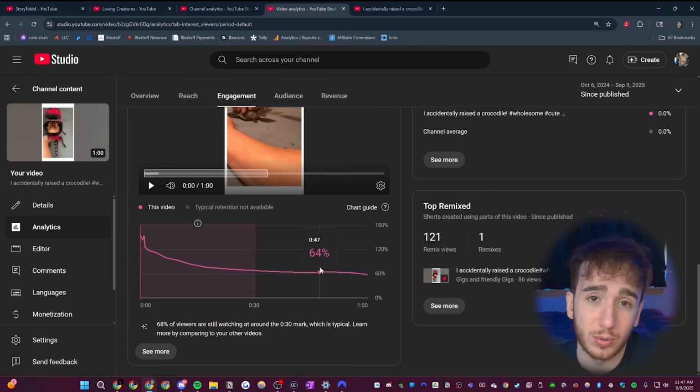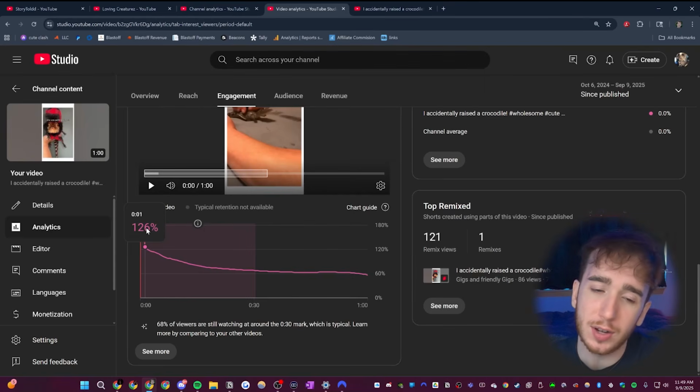And that's what you're trying to do. You're essentially trying to lower the drop off that you have and completely flatten the curve. You can do this by telling a better story and actually having a payoff that isn't revealed until the end of the video. Then people will actually want to stick around and watch all the way to the end of the video, which gives you a higher retention rate.